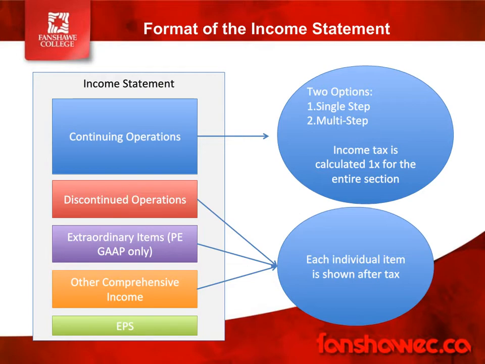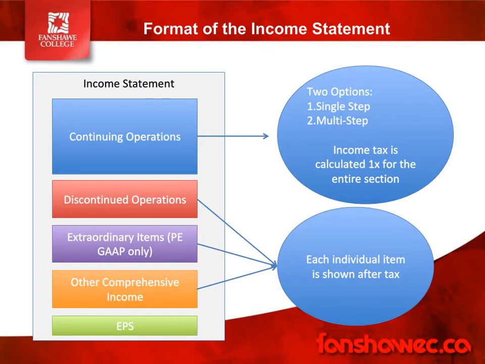What that means is, I don't want you to show me all the revenues and expenses or all the items, add them up, and then do a single tax calculation. If there are two extraordinary items that happened during the year, you had an earthquake and a tornado, you can't combine them. You show them each separately and you show them after tax.